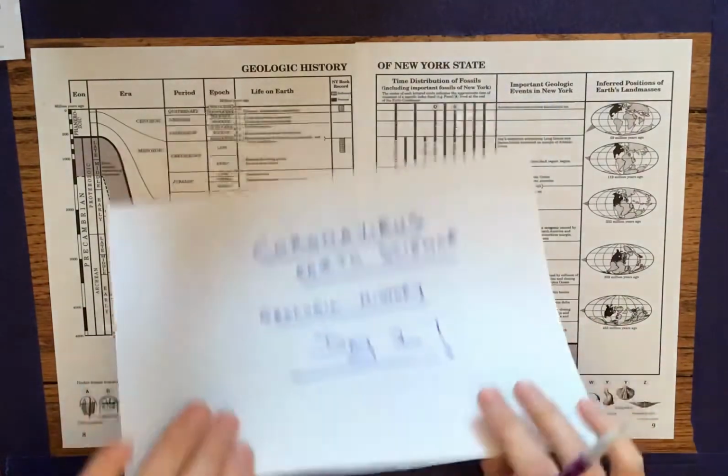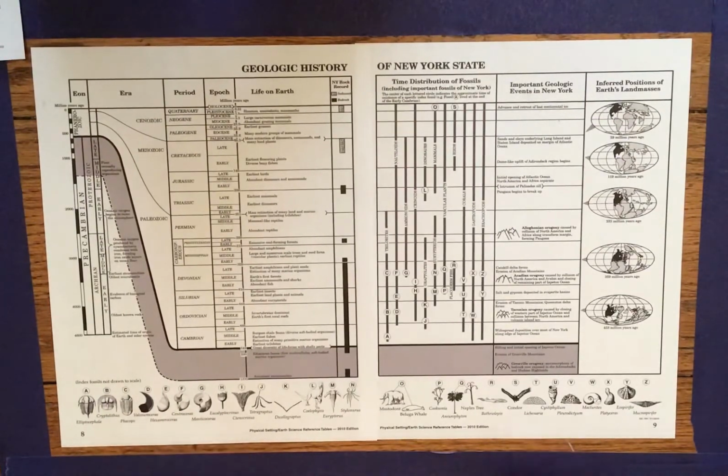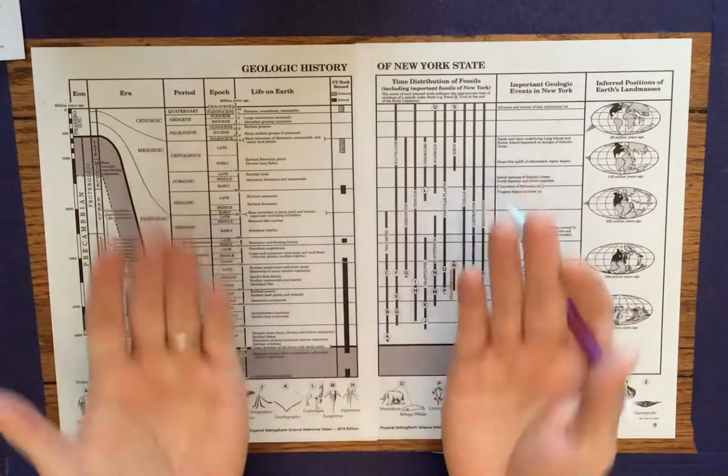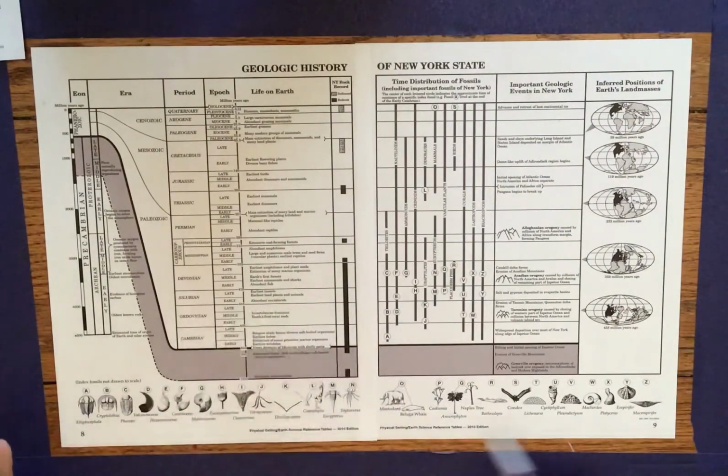So last time we went over pages 2 and 3. Now we're on pages 8 and 9, and if you remember correctly in class, we said that these were the two pages that open up like a book. If you have your reference table, you're going to open it up like this, and all the lines have to match up because it's really one big chart. I'm going to break it down for you.